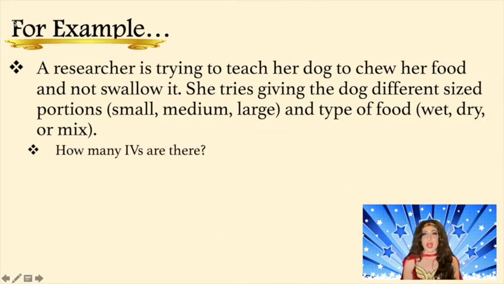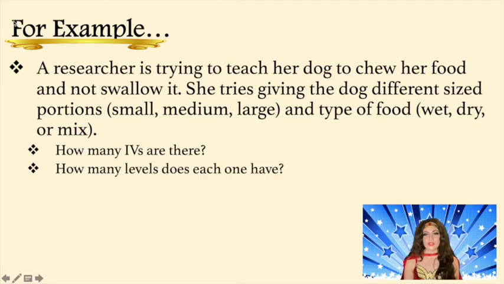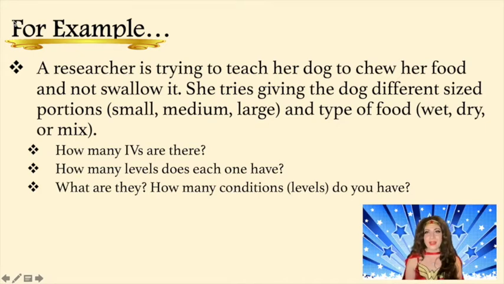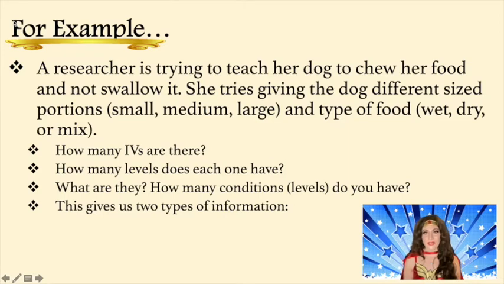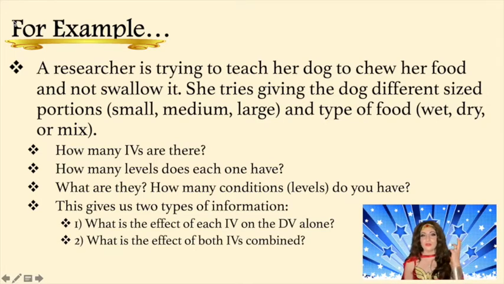For example, a researcher is trying to teach her dog to chew her food and not swallow it. She tries giving the dog different sized portions, small, medium, and large, and types of food, wet, dry, or a mix of the 2. So the first question is, how many independent variables are there? How many factors are there? Well, it looks like there are 2. The first factor would be the different size of portions, and that has 3 levels, small, medium, and large. The second independent variable or factor is the type of food that the dog gets, wet food, dry food, or a mixture of the 2.